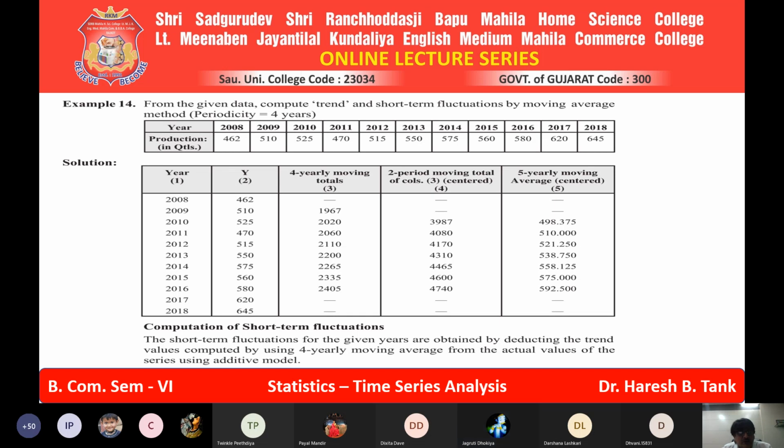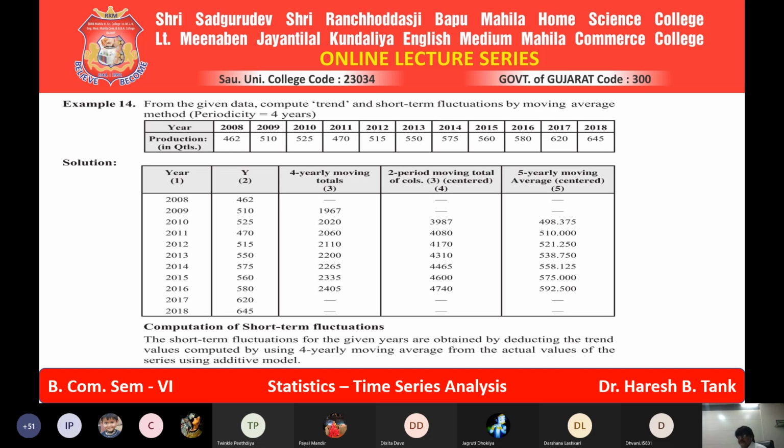Are you getting 4 yearly moving total as 1967, 2020, 2060, 2110, 2200, 2265, 2335, 2405? Is it so? Yes, sir. Okay. Once you get this 4 yearly moving totals, what is to be done next? To get this 4 yearly moving total, you might have made a bunch of 4, 2008, 9, 10, and 11. Make a sum of all this 4 and you have kept it in between. In between in the sense the first entity may come somewhere between 2009 and 10.